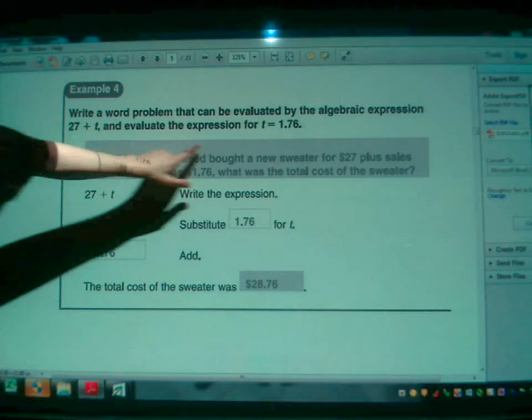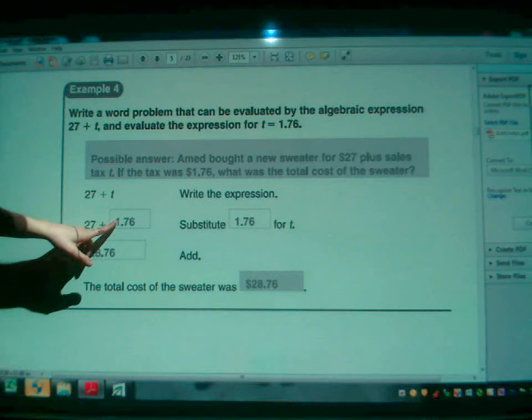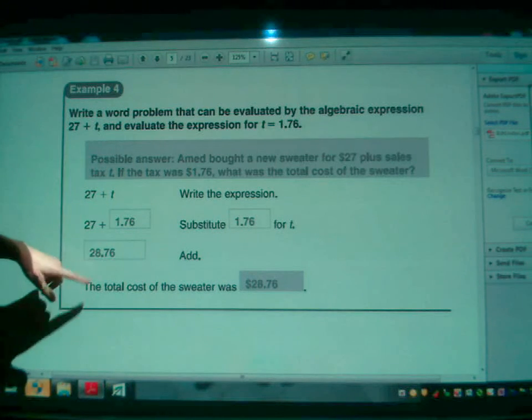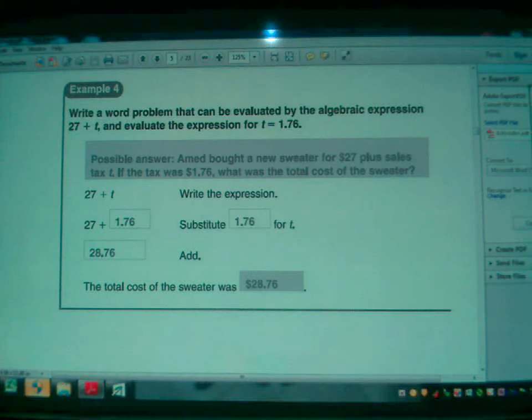Now we have to take care of the second part where they're asking us to evaluate the actual expression. So to evaluate the expression, I'm going to change t into 1.76. So you've got 27 plus the 1.76, which is going to change it to 28.76. Or again, in terms of the context of the problem, since we're talking about the cost of the sweater, it must cost $28.76.